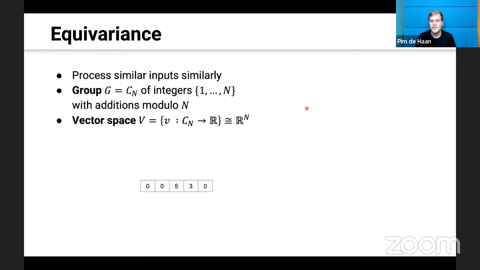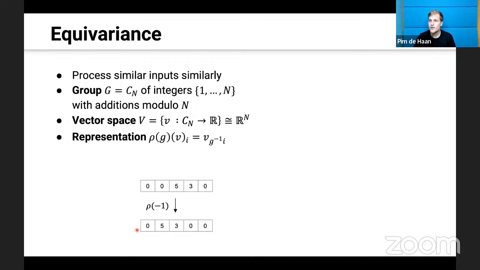Then we can think of a vector space, say the n-dimensional vector space. I give here an example for the case n is 5, where we have a vector of 5 numbers. There's a representation of this group on the vector space, and it basically translates signals on the vector space. So for example, we can add the group element -1, and we see that the vector is shifted to the left by 1 position.